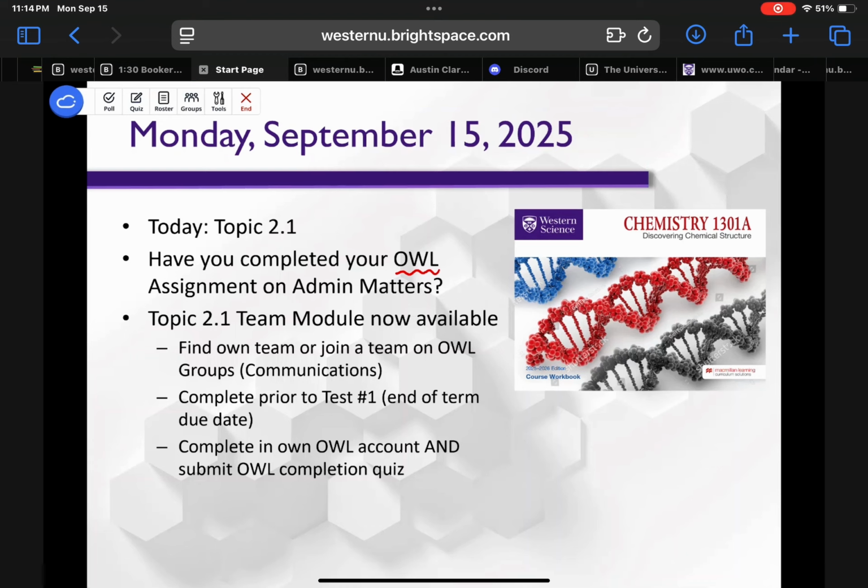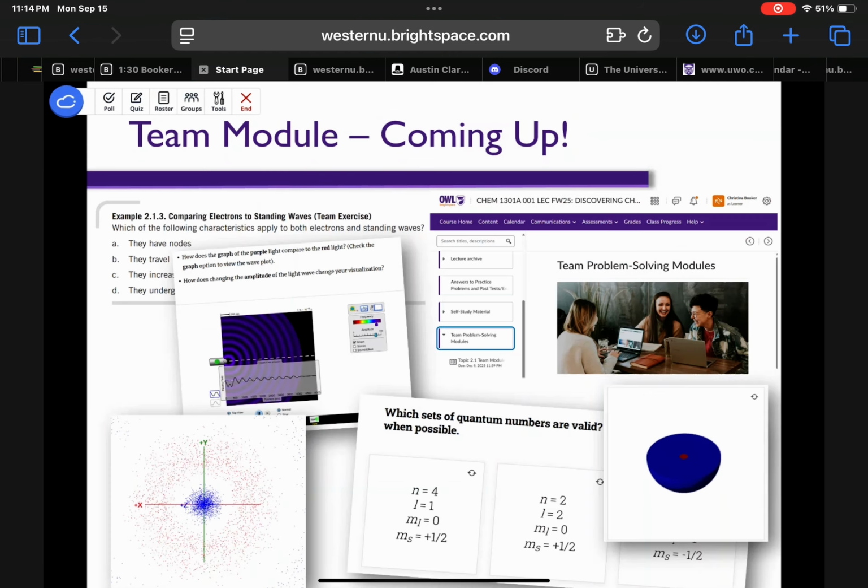We have the first team module now available on OWL. So if you go to Content and scroll down to Team Problem Solving Modules, you can find the first Topic 2.1 module. We encourage you to work with a team. So you can find your own friends or teammates that you want to work with. They could be in this section. They could be in another section of Chem 1301A.